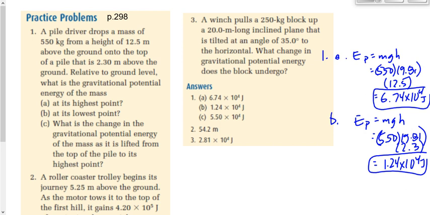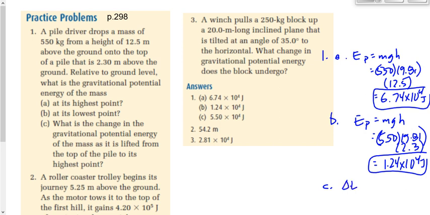What's the change in potential energy of the mass as it's lifted from the top of the pile to its highest point? Do you think it should be a positive value or a negative value? It should be positive because we're gaining potential energy, right? If we're talking about the change in potential as it fell, it would be a negative delta E because we would be losing energy.